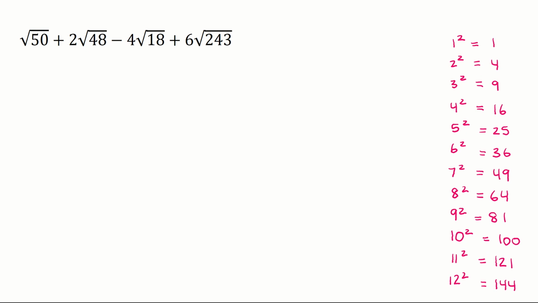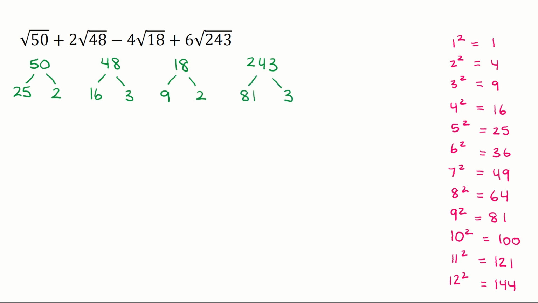So the first thing I want to do in this question is consider the numbers under the square root sign and look at what is the biggest perfect square that they are divisible by. So starting with 50, the biggest perfect square that it's divisible by is 25, and 25 times 2 is equal to 50. Moving to 48, that's going to be 16 times 3. 18 will be 9 times 2. And 243, what that's going to work out to is 81 multiplied by 3.